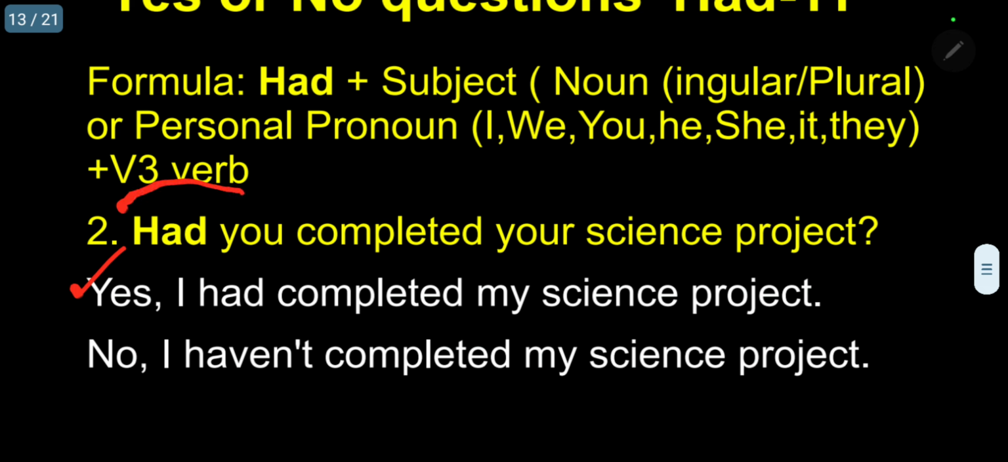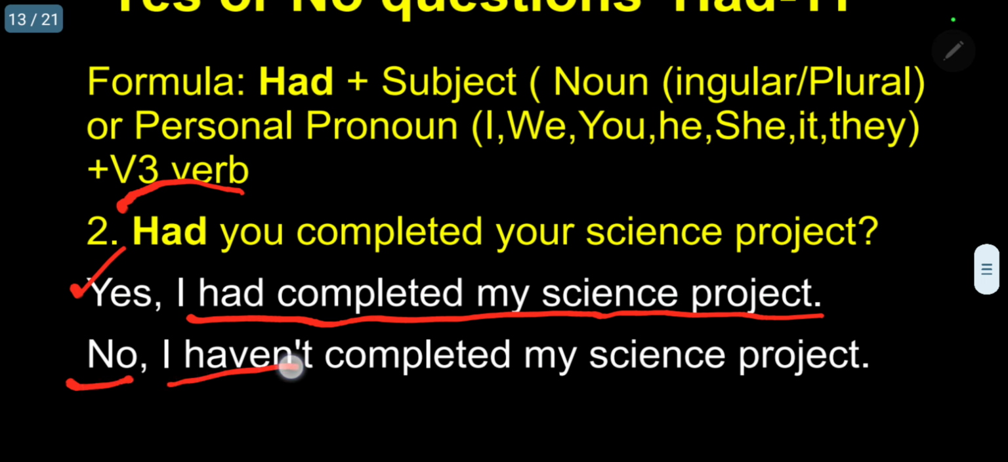You means we have to change into I. I had completed my science project. If it is negative, no, I haven't completed my science project.